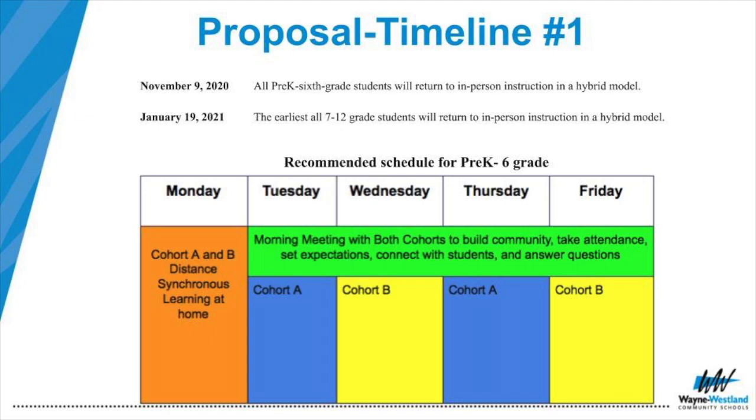The recommended schedule for pre-K through 6th grade: Mondays would be a synchronous learning at home experience, so it'd be a virtual day, again, for both cohort A and B. On Tuesday and Thursday, cohort A would come in person, and Wednesday and Friday, cohort B would come in person. When cohort A is in on Tuesday and Thursday, cohort B would be learning from home in a distance learning format. When cohort B is in session, Wednesday and Friday, cohort A would be distance learning. Every morning meeting with both cohorts to build community, take attendance, set expectations, and connect with students and answer questions.